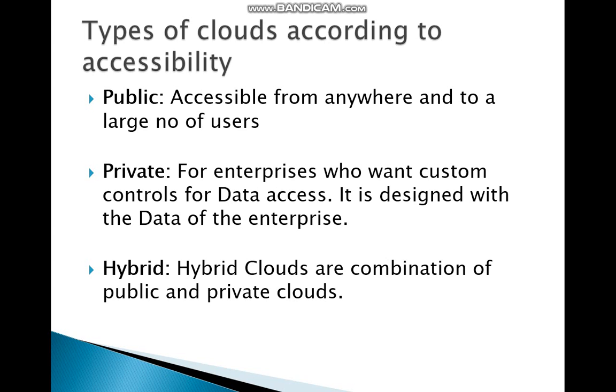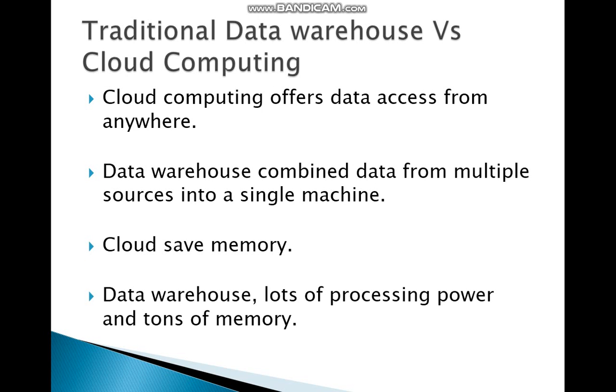Private clouds are for private organizations or enterprises who have their own data on the cloud. Maybe they want to keep data within the enterprise and don't want to share it, so they can have private clouds. Hybrid clouds are a combination of public and private clouds. If you want some of your data to be public and some shared among certain users, you can have hybrid clouds.